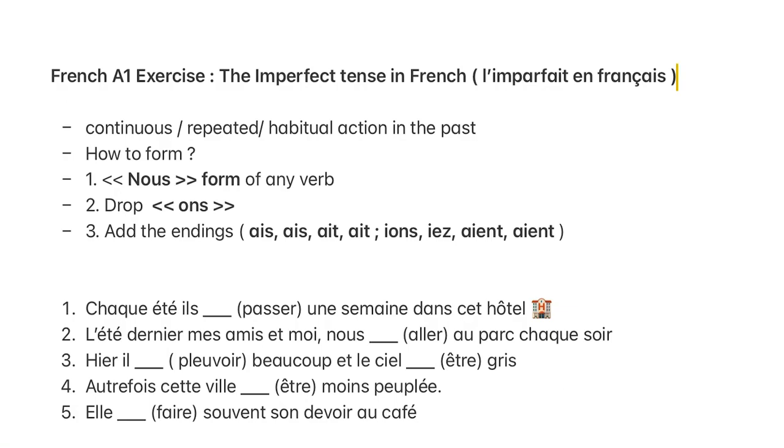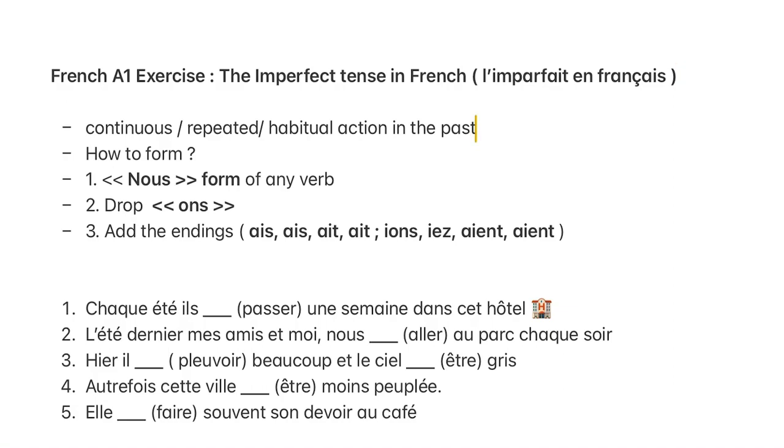In today's video, we are going to solve an A1 level exercise based on the imperfect tense in French. L'exercice pour l'imparfait en français. C'est parti. So before we begin with solving the exercise, let's have a quick revision.